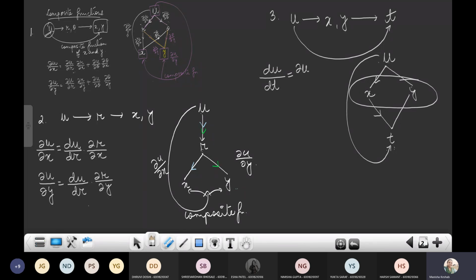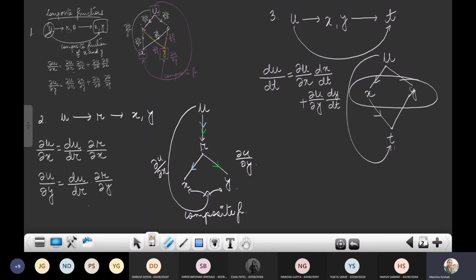So we will be getting here del u del x, but then again x is a function of single variable t, so it will be dx dt. Plus we can reach to t via this path also. So here again u is a function of two variables, so for y we will get del u del y, and then y is a function of t. So it will be dy dt. So you can see du dt is equal to del u del x dx dt plus del u del y dy dt.